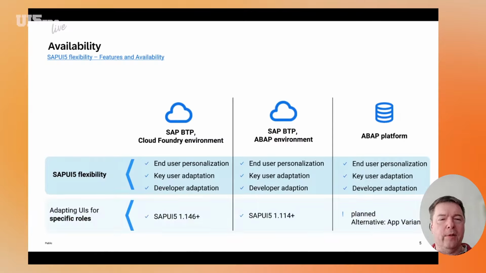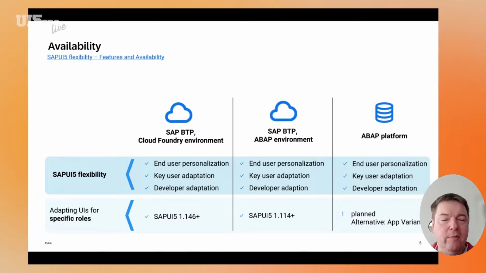But now, what about the adaptation for specific roles on Cloud Foundry? This is our latest development. It's available since SAP UI5 1.146. While on the ABAP environment of SAP BTP, it's slightly older. It is available since SAP UI5 1.114. And on-premise, so far, it is planned. We want to also activate it, but this will come in the future. Because there's also an alternative, you can use app variants instead as a workaround till it is in place.